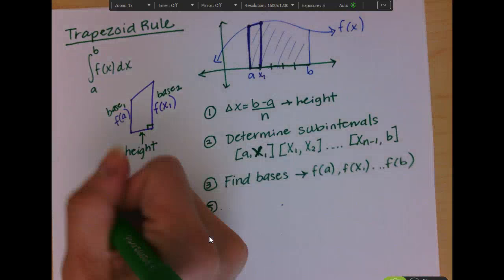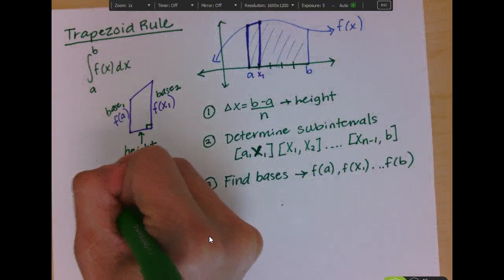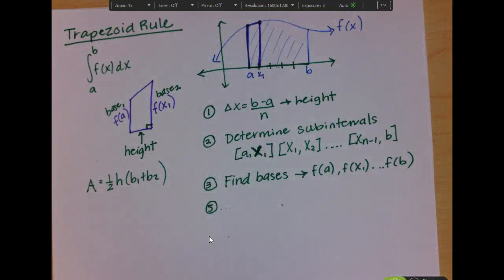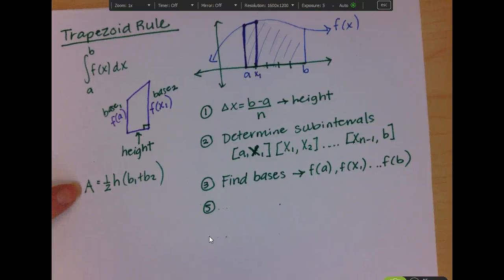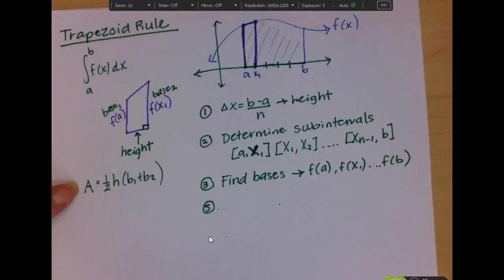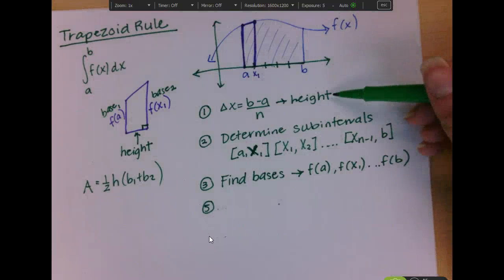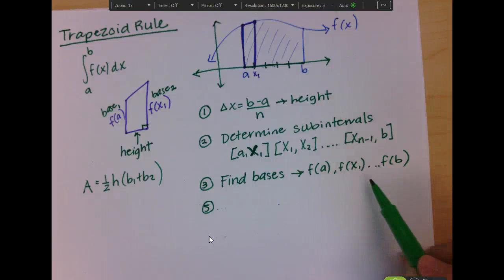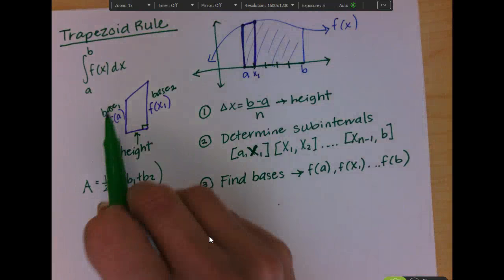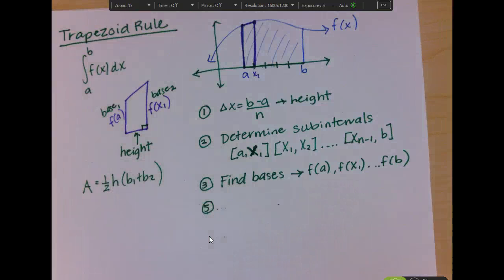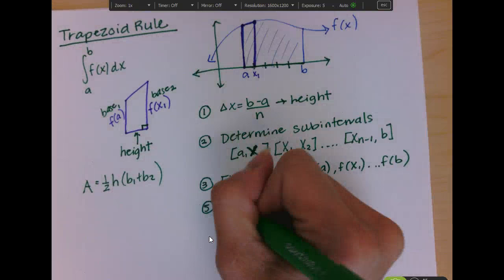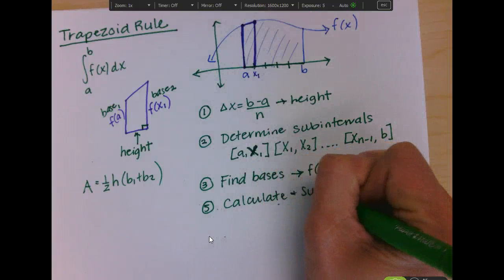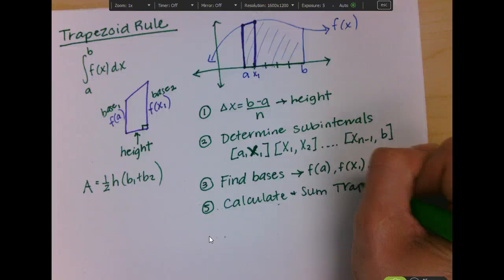Remember, when you're finding the area of a trapezoid, it's 1/2 the height times the sum of the two bases. That's just from geometry. And so now that I know the height of every trapezoid, and then in step 3 I found the base length of every trapezoid, 2 bases for every trapezoid, now I'm going to calculate and sum those trapezoid areas.